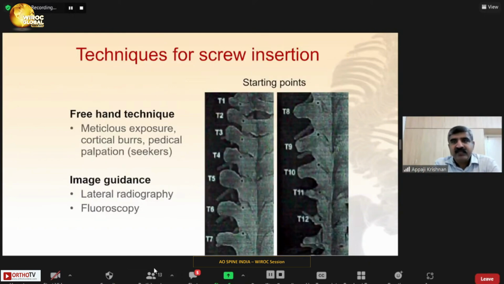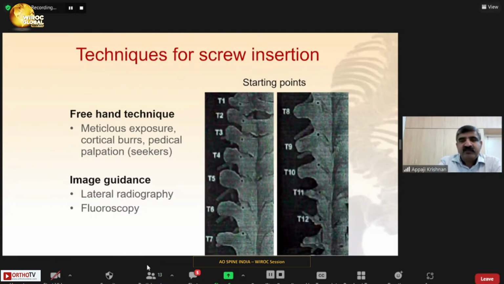There are 2 techniques of insertion. One is the freehand technique. The second is image guidance, like lateral and anterior fluoroscopy. The freehand technique requires meticulous exposure. We require cortical burrs and pedicle palpation seekers.